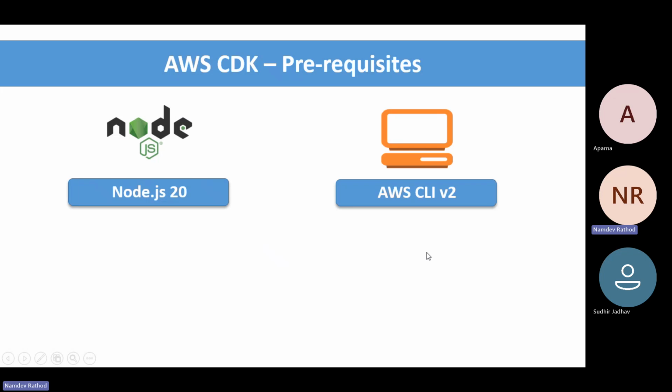Then you require the AWS CLI because you are going to execute commands or configure the authentication with AWS from your local machine. Last time we did that, right? The AWS configure command. Same thing.